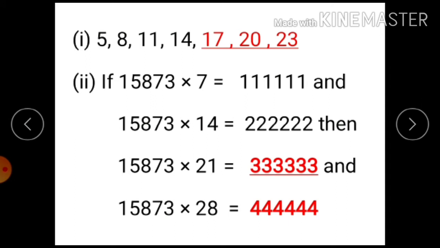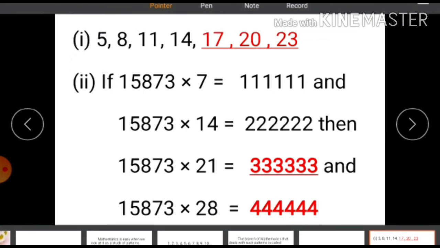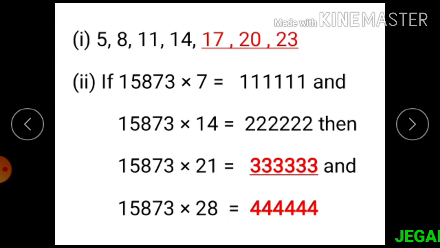We observe and try to complete the following patterns. First one: 5, 8, 11, 14 and dash dash dash. Now we complete the given pattern. The difference between the first and second term is 3, and the difference between the second and third term is also 3.